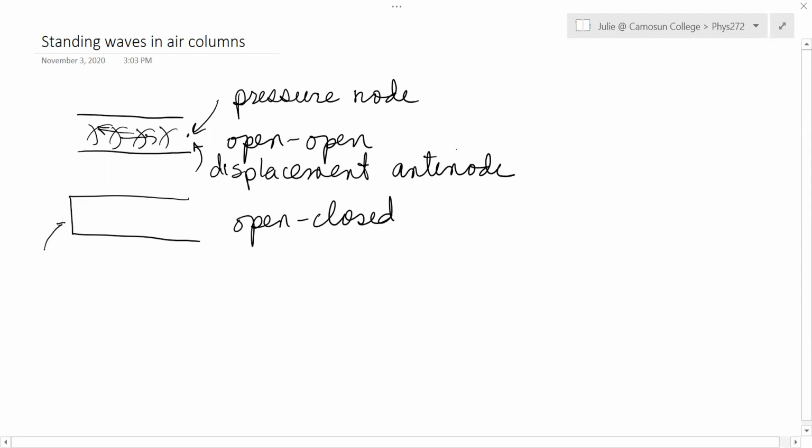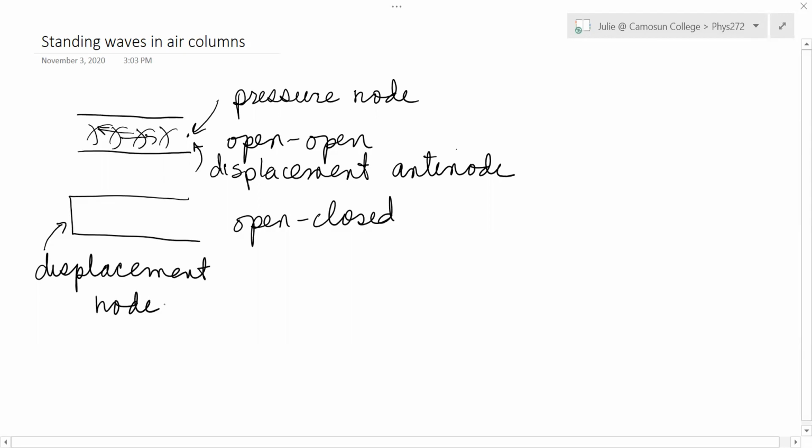Okay, but when you have a closed pipe, like at this end, the molecules crash into the wall, they can't go anywhere. That would be a displacement node, no motion. So that's a displacement node.